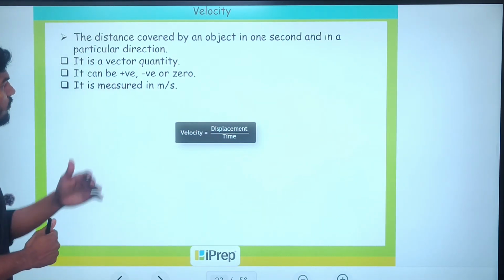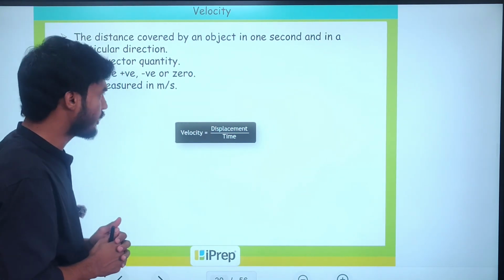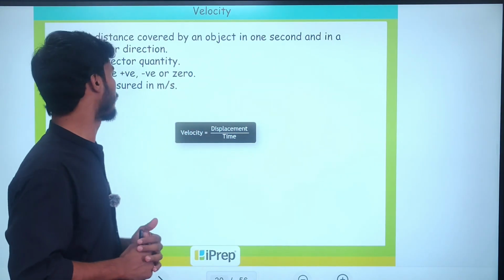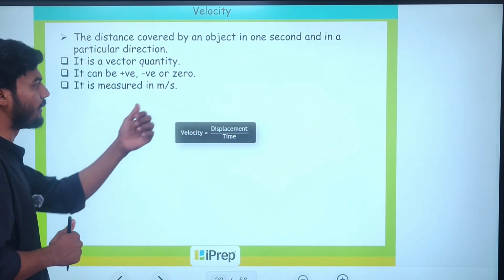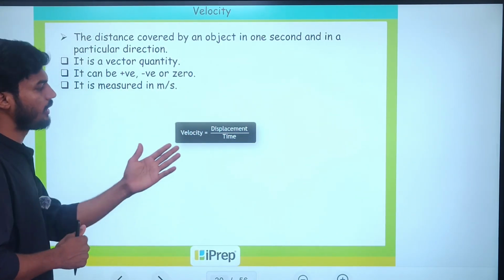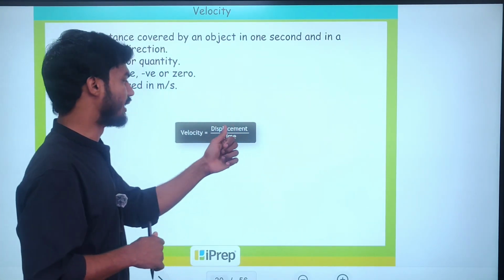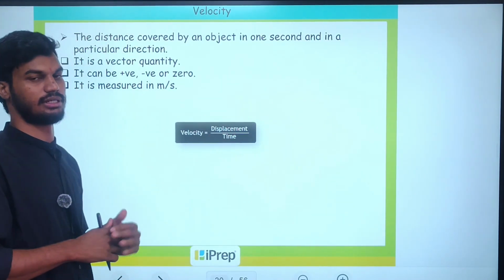It is a scalar quantity. Velocity is also a scalar quantity and the values may be positive, negative or zero, and it can be measured in meters per second. What is given? Velocity. If you want to find the velocity, you have to see the total displacement by time.